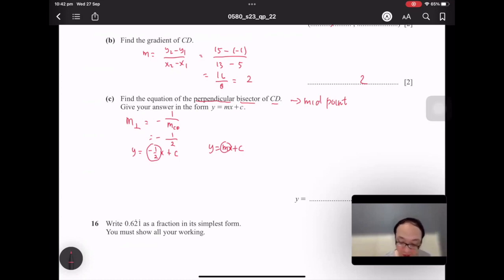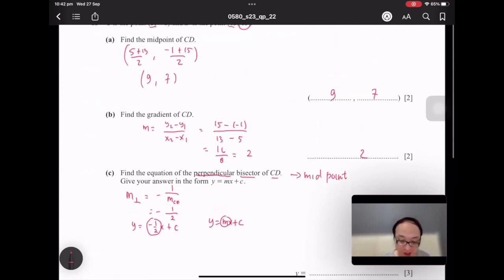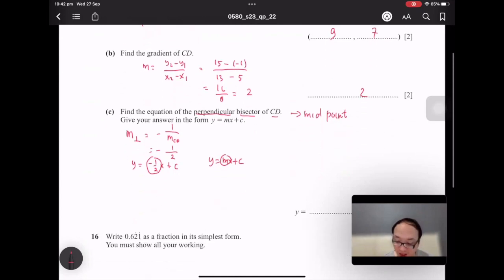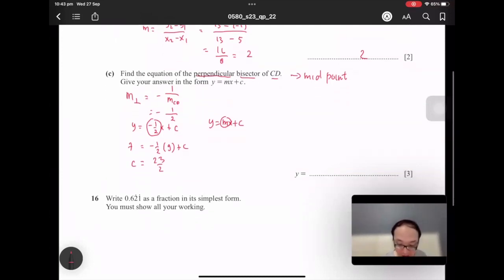And then we can just replace the coordinates of the midpoint, 9, 7. So this is 7 equals -1 over 2 times 9 plus c. So in here, c is 23 over 2. So it should be in this form: y equals -half x plus 23 over 2.